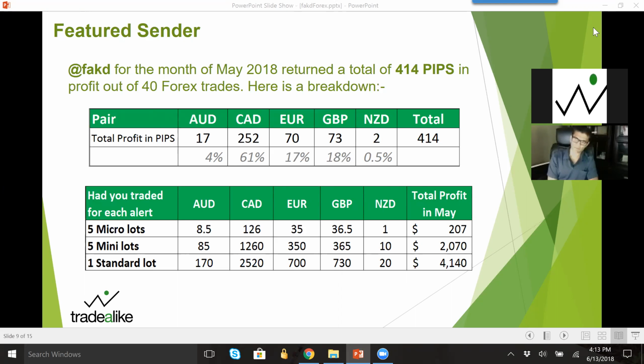Okay, that's fine. So folks, what it means is that if you had traded 5 mini lots on every trade alert that he sent out, you would have put up $1,250 of margin for that alert every time, and your profit would have been close to $2,000. So that's what it is.